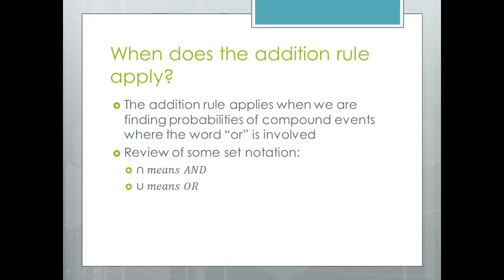Some set notation that you've seen in your previous mathematical studies would include an upside down U meaning "and" and an actual U meaning "or". The formula for this particular addition rule is, when we have the probability of event A or event B happening, we add up the probabilities of event A and event B, and we subtract the probability of event A and B happening at the same time.